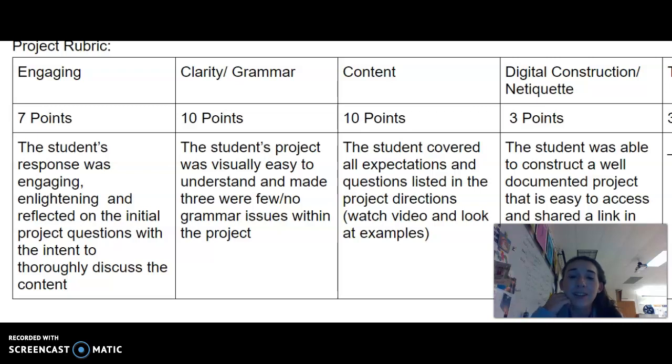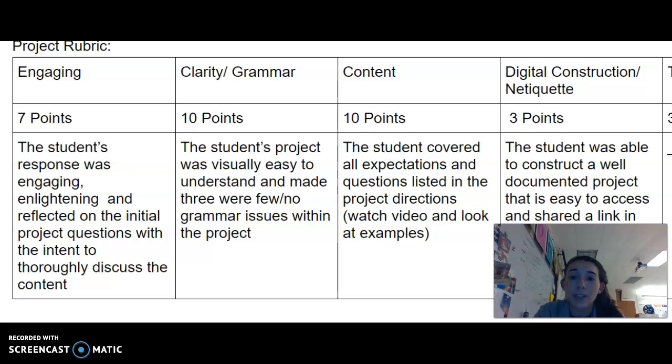Alright, content. The student covered all expectations and questions listed in the project directions. Watch video and look for examples. So you're doing that right now. Make sure that you follow all the directions that we have gone over in this video. And then digital construction/etiquette. The student was able to construct a well-documented project that is easy to access and then shared a link in the discussion.